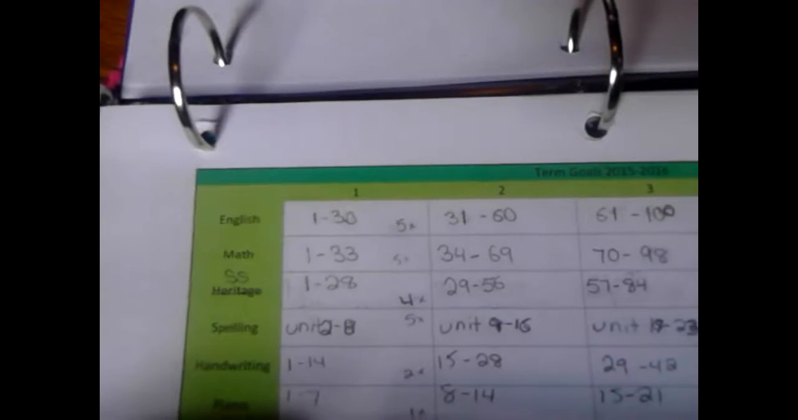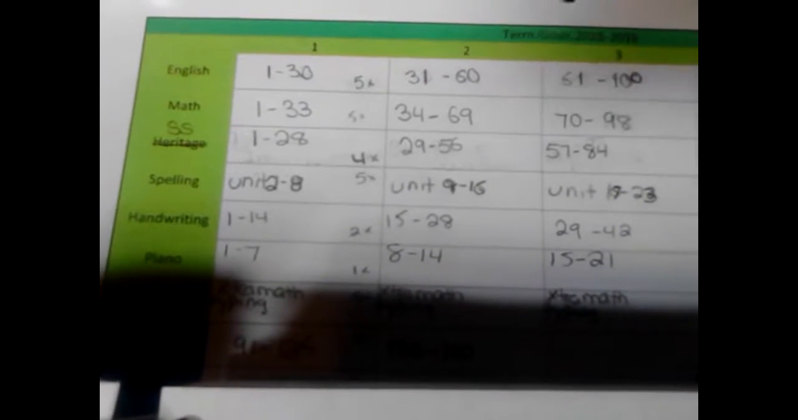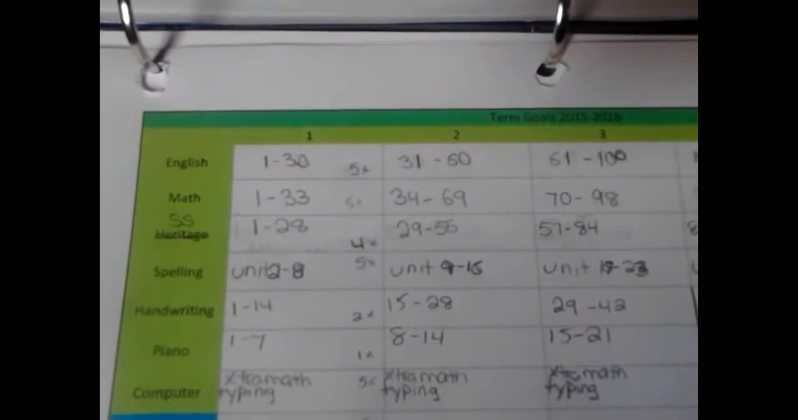So that's how I figured out that I was going to do lessons 1 through 30 in the first term, and then I used the same process to do the rest of the terms, and then I moved down to math and did the same thing. After I had them broken up into which terms, then what I did, you'll see the little notations here, is determine how many times a week I would need to do a lesson. So we have 30 lessons to do.